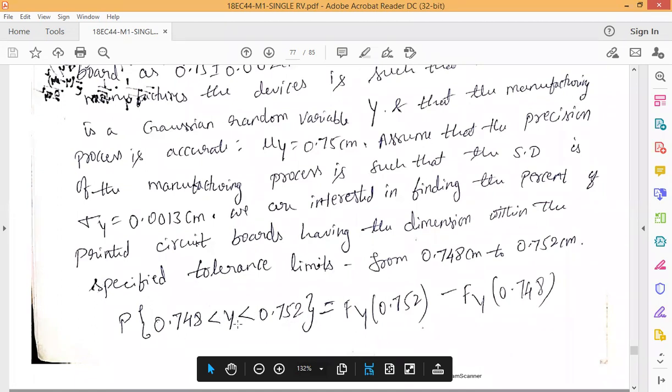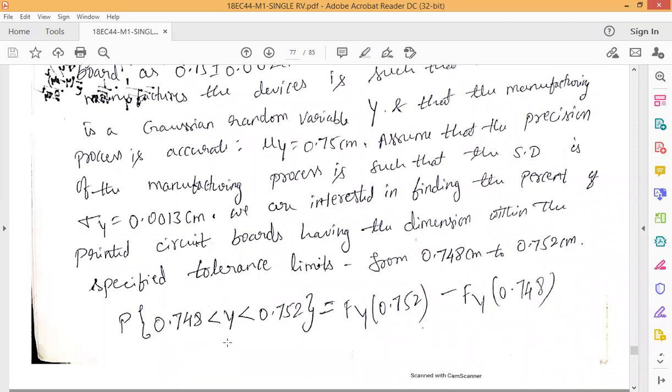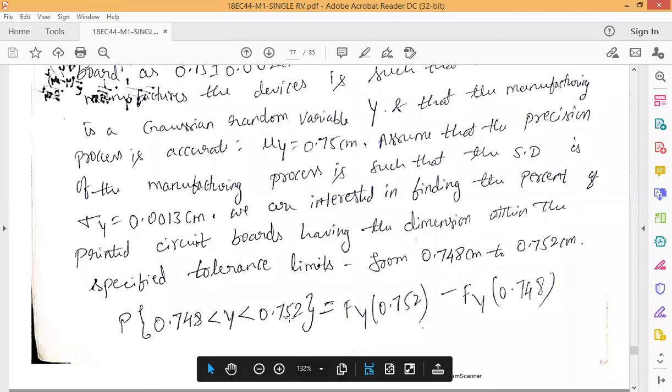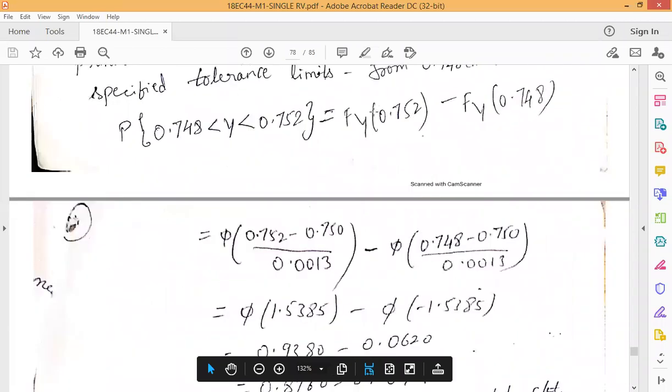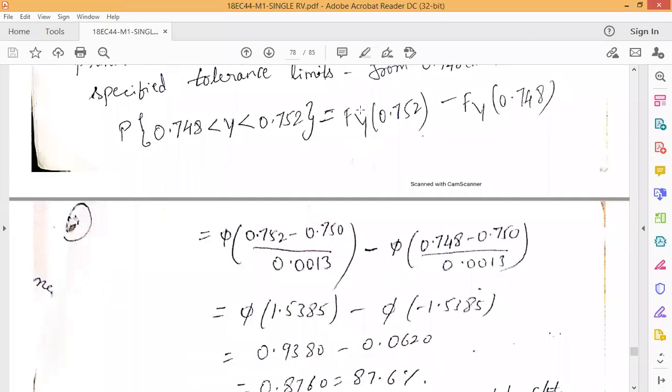For this, we need to calculate the percent of the printed circuit boards with the given dimension. So how are we going to calculate? We have seen this method earlier, right? If this represents the y2 value and this represents the y1 value, we can write Fy of 0.752 minus Fy of 0.748. Now, as I told, for the Gaussian, instead of solving this, we usually go for tabulating the values from the appendix. So here we are going to make use of the appendix values.